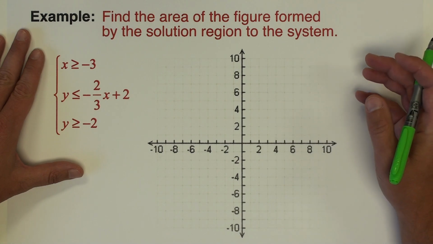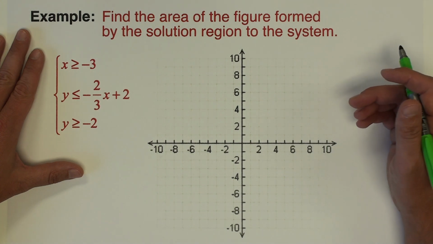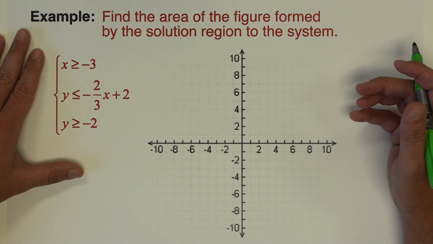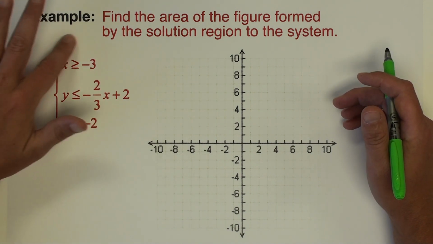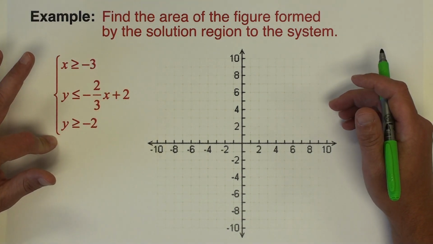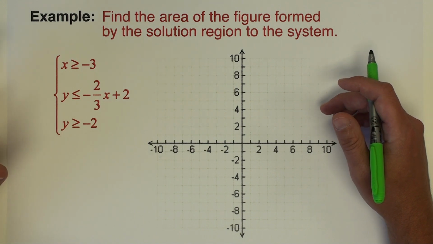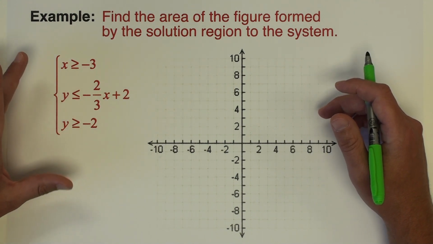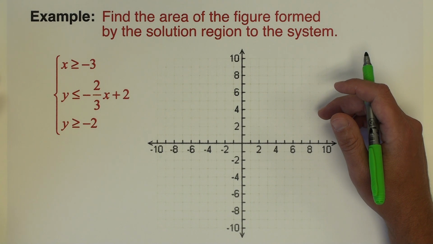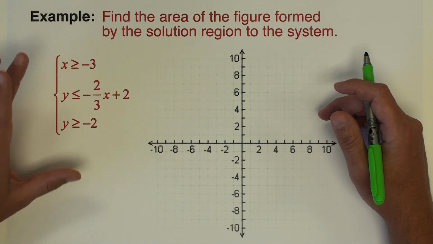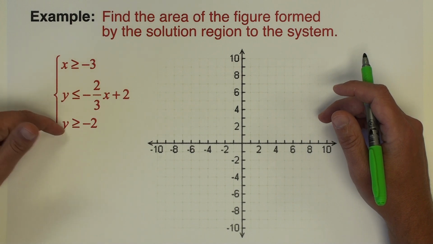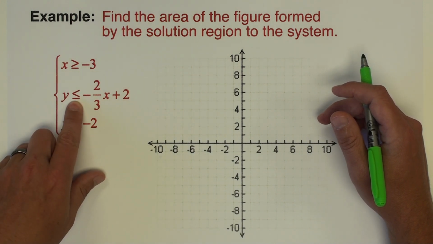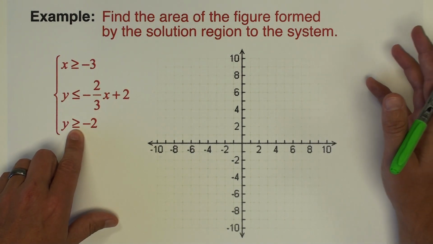The final problem in this video asks us to find the area of the figure formed by the solution region. So we have enough lines over here that we're going to be able to create a region that is bounded on all sides. And because it's bounded, it's going to create a polygon. We can find the area of that polygon. So that's the idea. So let's just go ahead and begin by drawing all three lines. Notice that there's equal to on all of them, so they're all going to be solid lines.